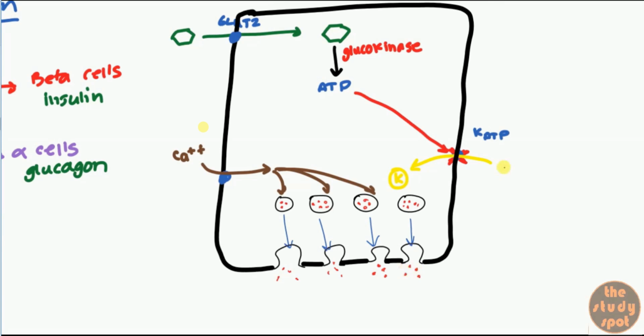Now, a quick pharmacological connection here. Oral sulfonylureas and repaglinide work by inhibiting this potassium ATP pump. So it's almost acting like the ATP, and that's why these are known as secretagogues, because once you inhibit this pump, you lead to the calcium influx, and then you're going to get release of insulin eventually. So this is a quick pharmacy connection. So this is about the secretion of insulin.